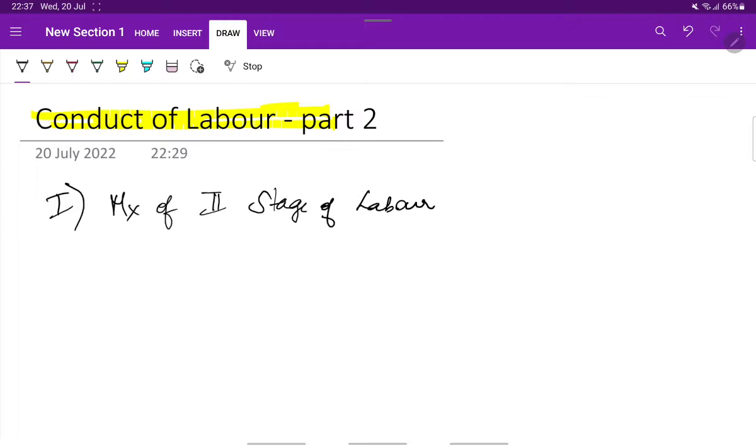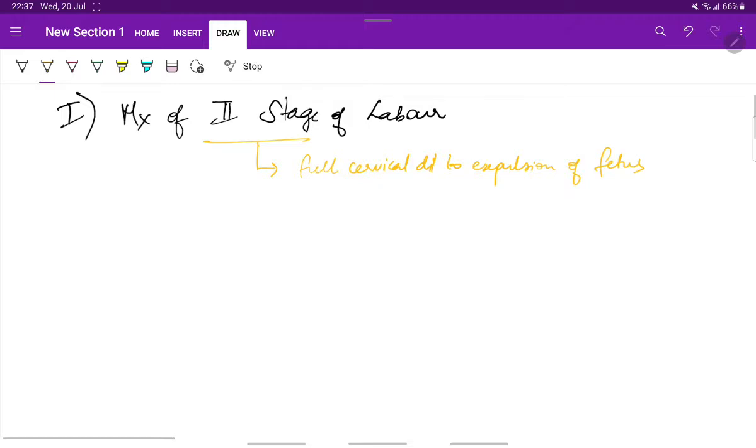As we all know, the second stage of labor is from the full cervical dilation to the expulsion of the fetus, that is, the delivery of the fetus. So this is the second stage of labor, and an average time of the second stage of labor is 1 hour in primigravida and about 30 minutes in multigravida.